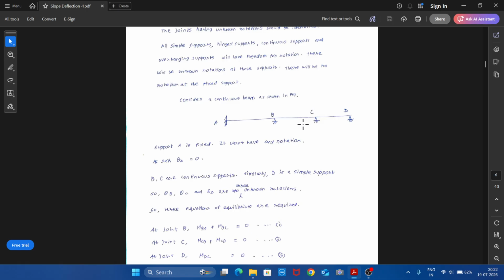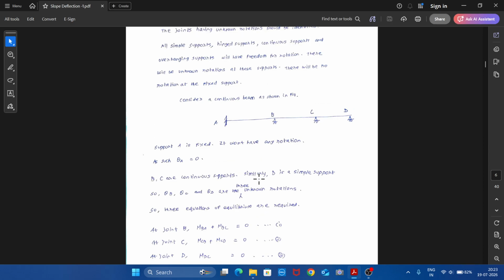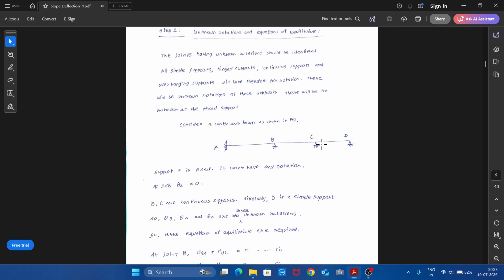This is first equation of equilibrium. Then at C, MCB plus MCD equal to 0. This is the second equation of equilibrium. And at D, we have only one end moment MDC, then that should be equal to 0 for equilibrium. So this is the first step in any continuous beam problem. We need to identify the unknown rotations and form that many number of equations of equilibrium.